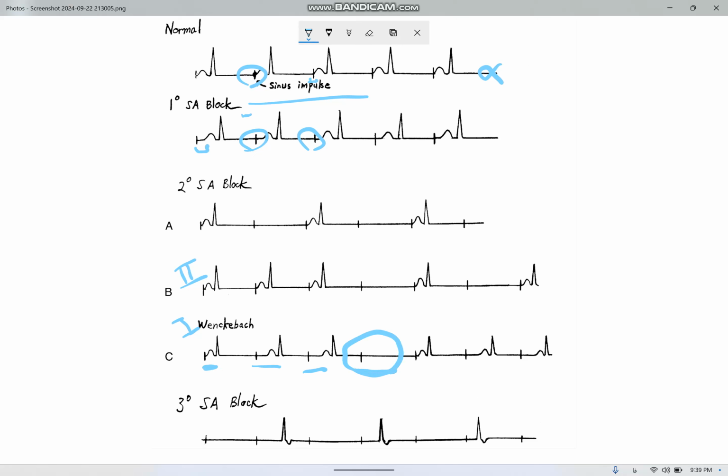Type 2 SA block can be shown as 2 to 1 SA block. About this rhythm strip, because there is no space between sinus impulses and P waves, it is most probably a Mobitz type 2, 2 to 1 SA block. In third degree SA block, also known as complete SA block, there is no propagation of sinus impulses into the atria, and so there are no P waves. These QRS waves are generated by an ectopic rhythm called junctional escape rhythm.